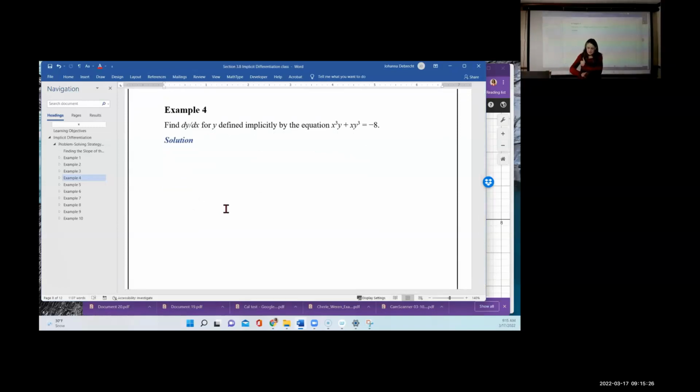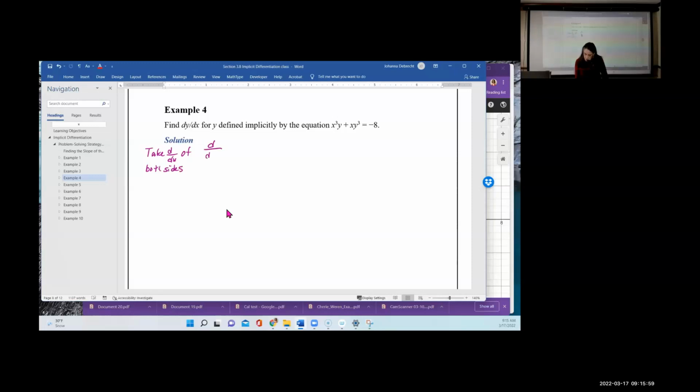Okay, our next example is number 4. We're doing exactly the same thing. We're just working through a lot of examples since this is more complicated. So the first thing we want to do, of course, is take the derivative of both sides. And that's the derivative with respect to x, not the derivative of y with respect to x. All right. So we're going to take the derivative of both sides of the equation.